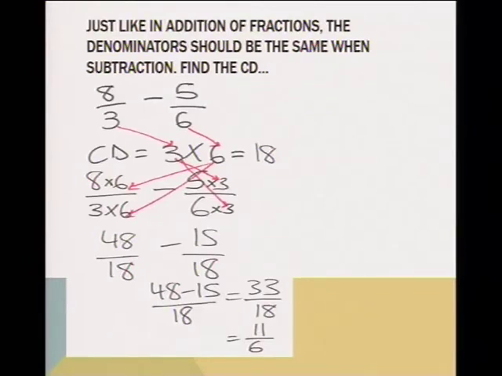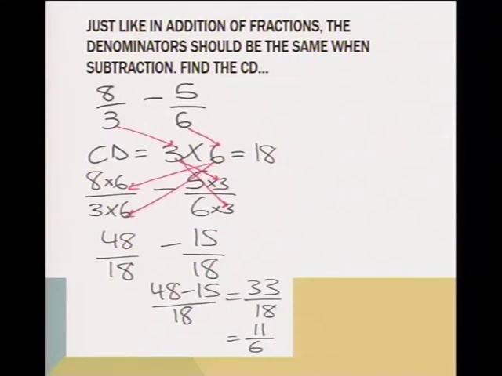We have 8 over 3 minus 5 over 6. The denominator of the first one is 3, the denominator of the second one is 6. The denominators are not the same, so you have to make them the same by finding the common denominator. To find the common denominator, just multiply the two denominators and you get 18. Now this 18 is the number that you want to be below on each fraction. You are going to multiply the first fraction with the denominator of the second one, and the second fraction with the denominator of the first one. At the end of the day, you'll find that the first fraction will be 48 over 18 and the second one will be 15 over 18.